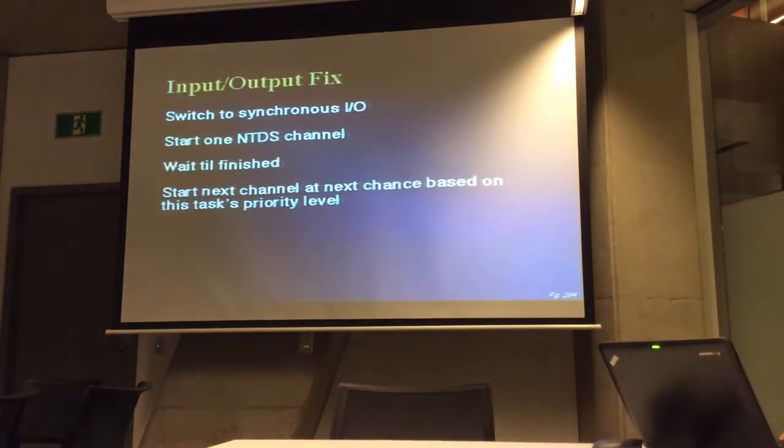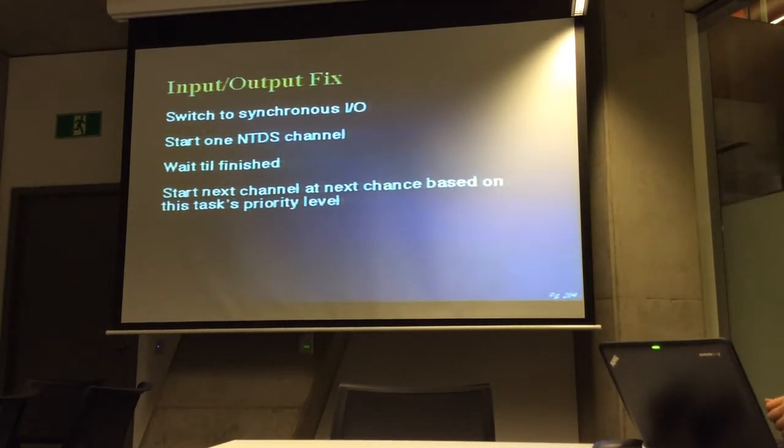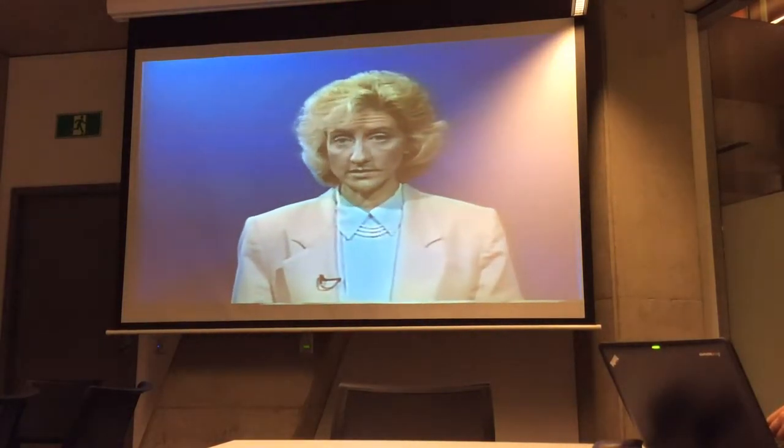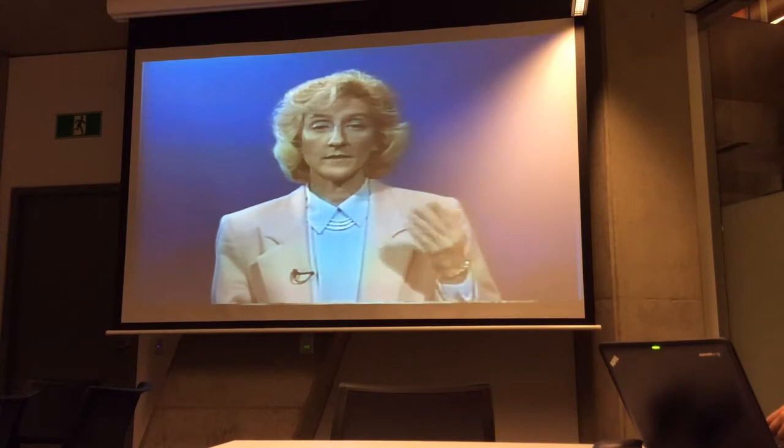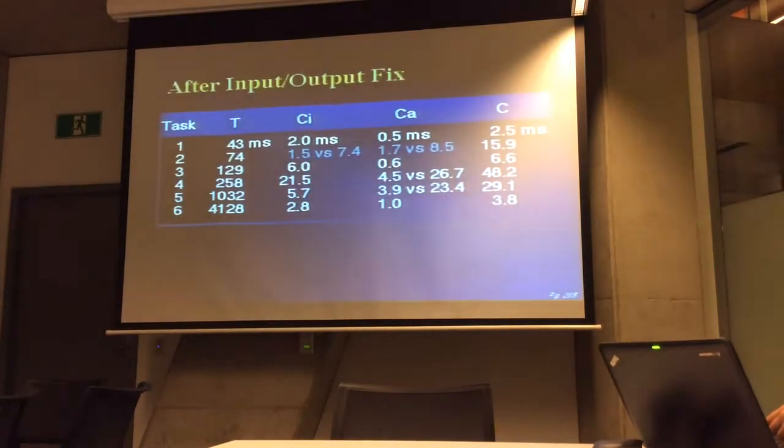That is, it would start one NTDS channel and wait until it was finished. Do you remember that the NTDS communication channels were the ones between busy one lockup and the PCRTs? The task would start the next channel when it got another chance at its priority level. This reduced task 2's application blocking factor from 8.5 milliseconds down to 1.7.